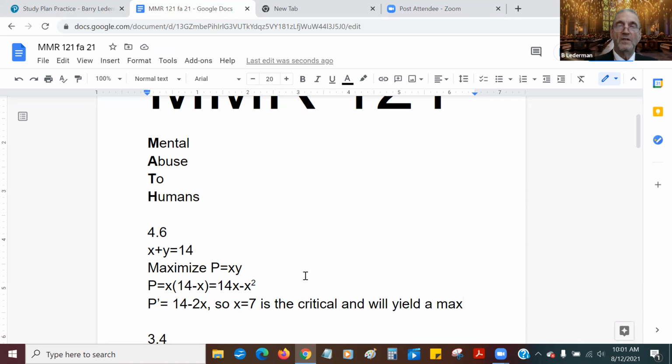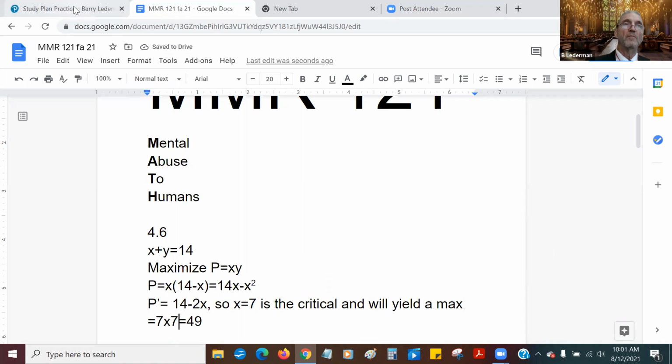And if x equals 7, then the max is equal to 49, because it's 7 times 7. Because if x is 7, y is 7, so the max just equals 49, which equals 7 times 7, which is 49.